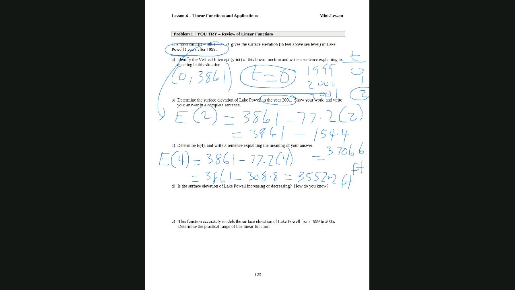Now, what does t equals 4 mean? If you are looking from 1999, 4 years after 1999 takes us to 2003. So in 2003, which is 4 years after 1999, the surface elevation of Lake Powell is 3,552.2 feet above sea level. All right.